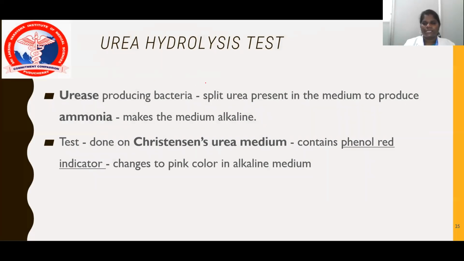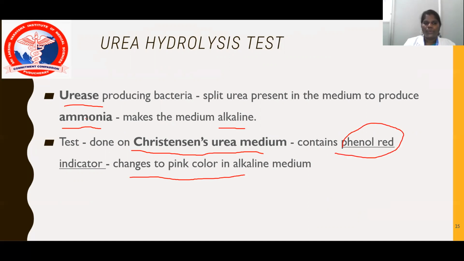Coming to the urease test. Some organisms are able to utilize urea, and for that you have to provide the medium. That is Christensen's urea medium. Here you give the urea medium and inoculate the organism. The organism utilizes the urea with the help of urease, splitting the urea into ammonia. Ammonia is an alkaline product that changes the color to pink with the help of phenol red. So urease breaks down the urea into ammonia, which reacts with the phenol red and changes the color from yellow to pink.